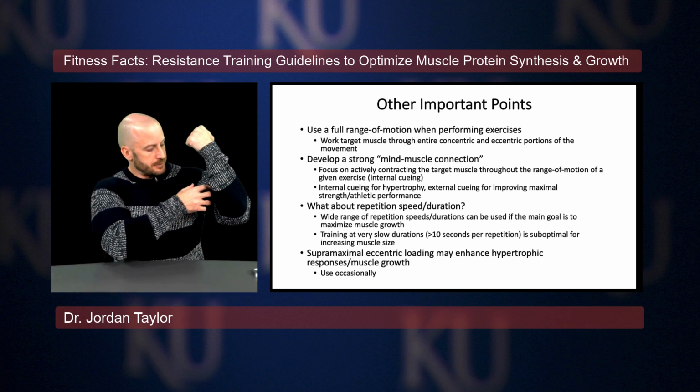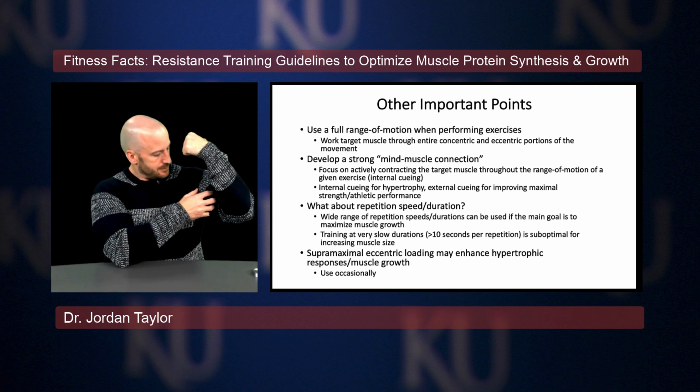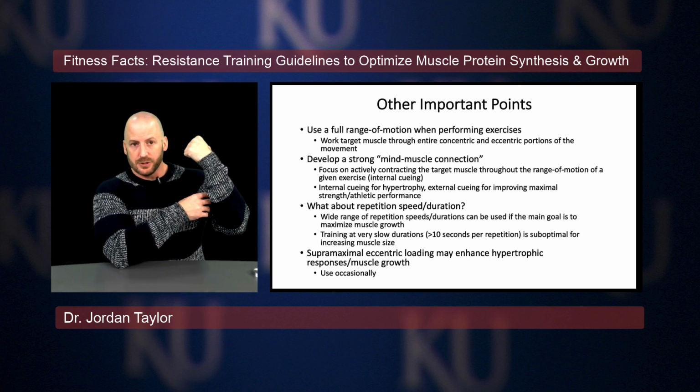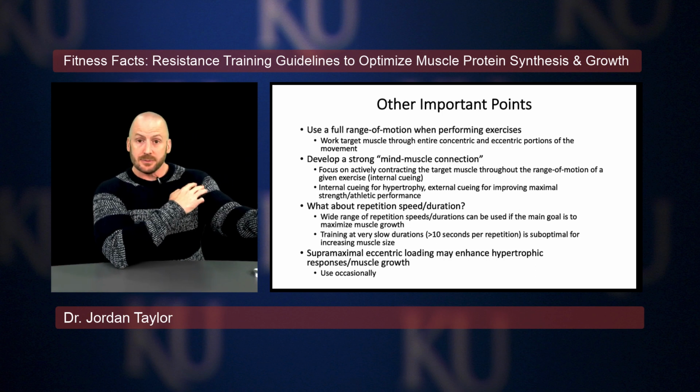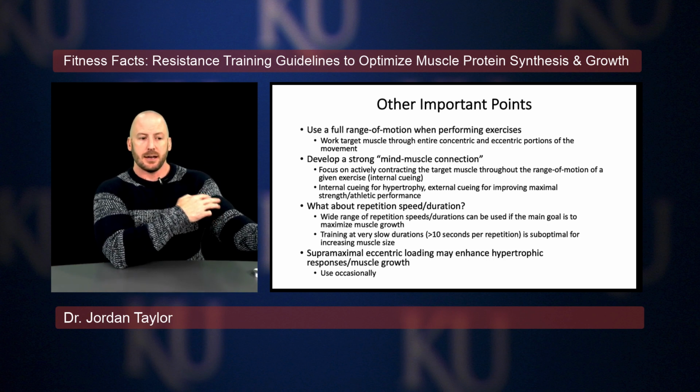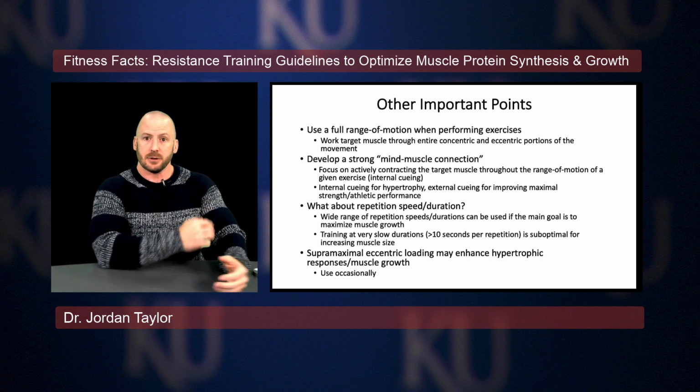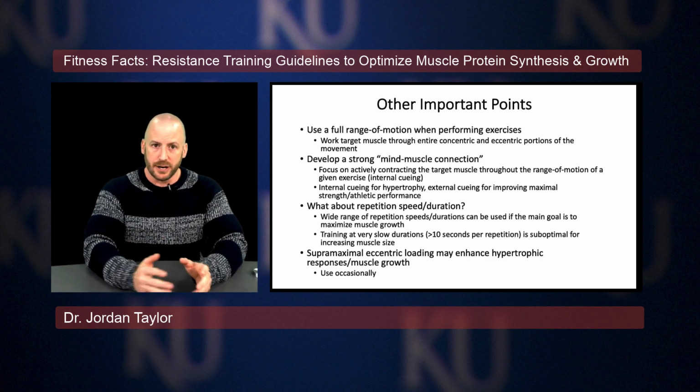Like in a curl, when you curl that load towards your upper arm, the biceps brachii is going to shorten. Then when you lower that load back to the ground, it's producing tension, but it's lengthening. That's the eccentric phase. It's helping to decelerate the load as you lower that dumbbell back to the floor. So work it through the whole range.